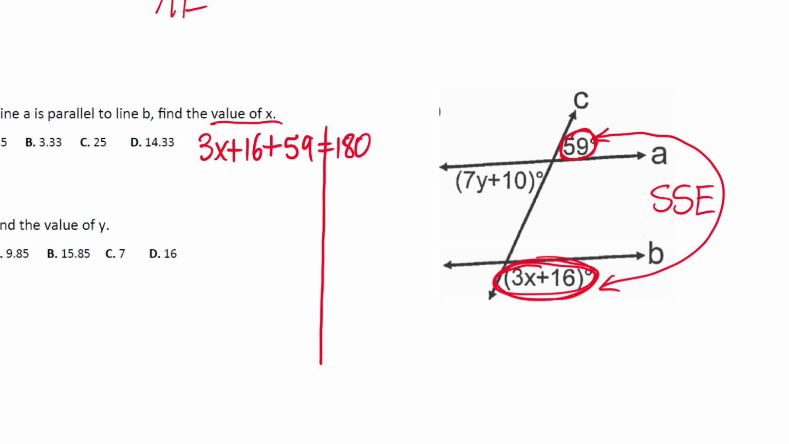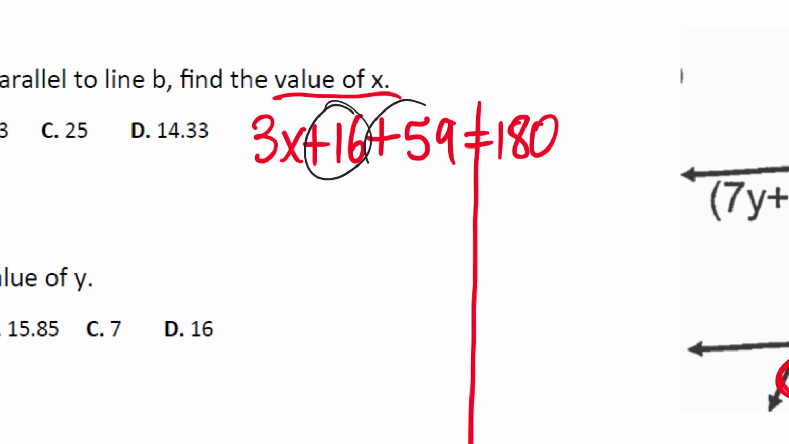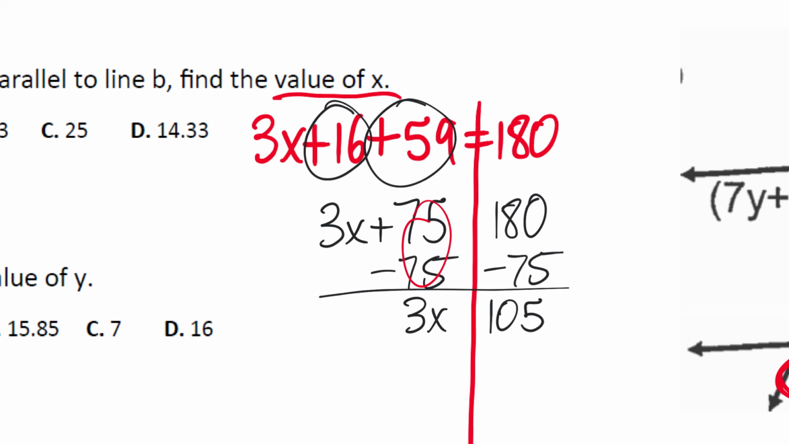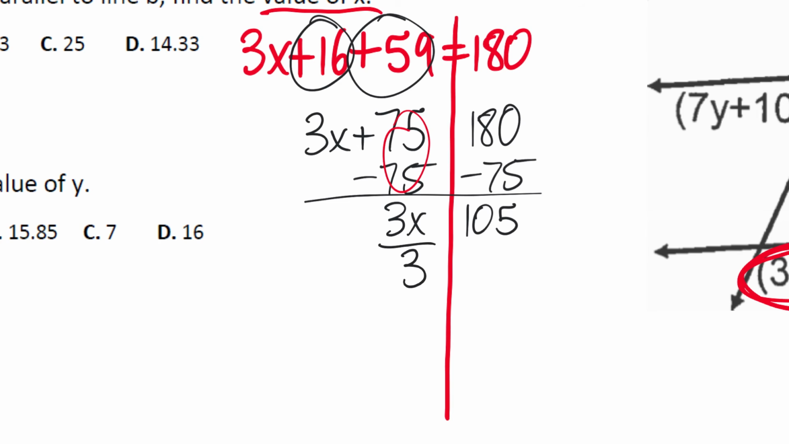All right, so let's solve for x. We're going to combine like terms first. Positive 16, positive 59. What does that make? 75. Okay, so 16 plus 59 is 75. Just bringing the 3x down, just bringing the 180 down. What do I do next? 75 minus. There you go. So subtract 75 on both sides. That zeroes out. That leaves 3x equals 105. Then I'm going to divide both sides by 3. Equals 35.